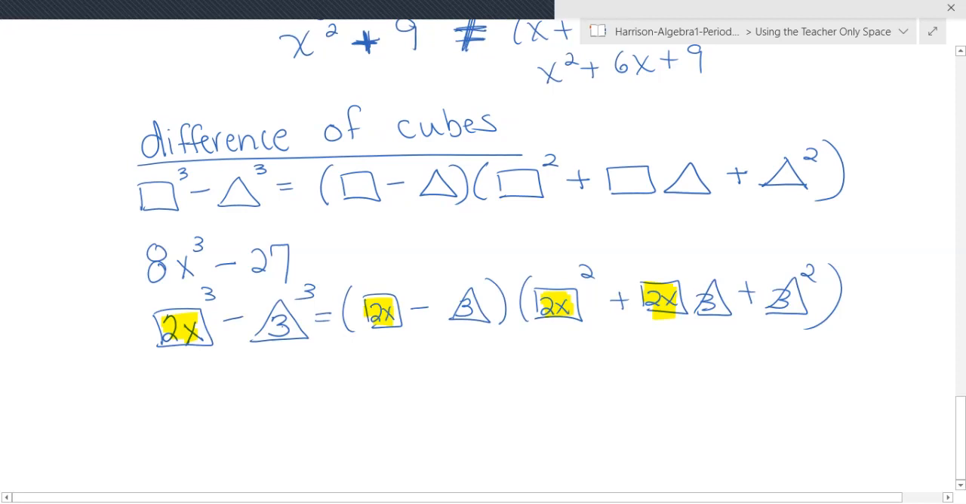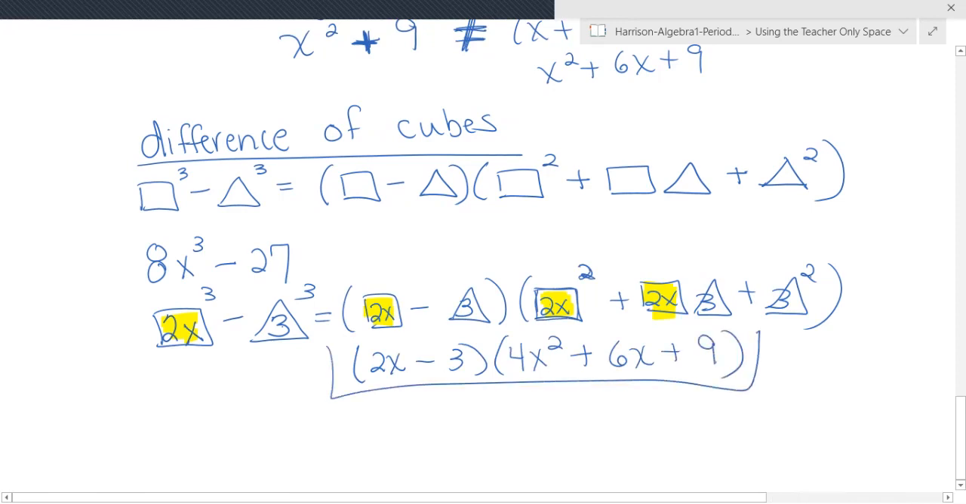Now to clean this up, we get rid of our boxes. We just say 2x minus 3. Now this part's a little tricky because this says to square everything in the box. So we have to square the 2, which gives us a 4, and also square the x. Plus 2x times 3 is 6x, and 3 squared is 9. A lot of work, but there's our result.